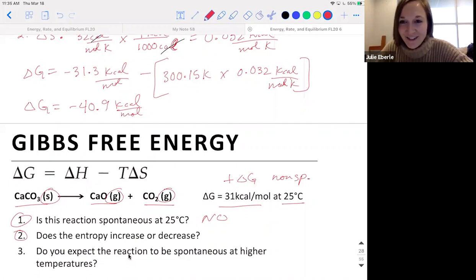I was just going off what I saw in the chat. Okay, positive delta S. Very disordered on the product side, very ordered on the reactant side. So it should be a positive delta S.